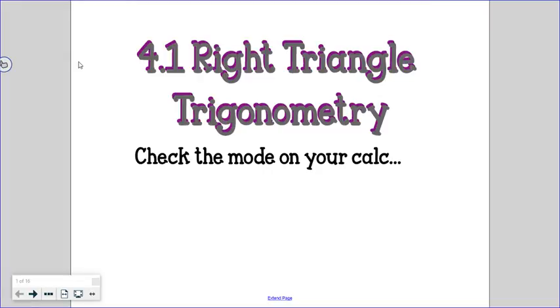We are starting chapter 4 today. This chapter is going to take us through pretty much all of third quarter. We are splitting it up into multiple chapters within that. So our first chapter is going to be starting at 4.1 and going through 4.3.